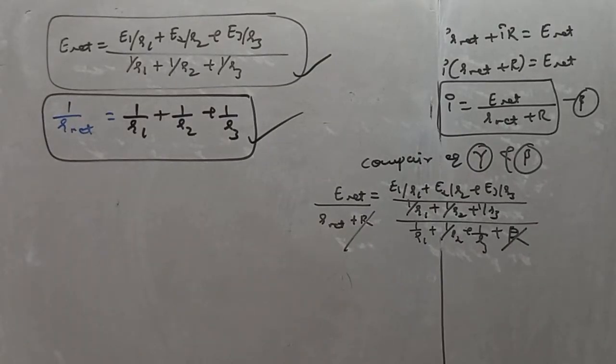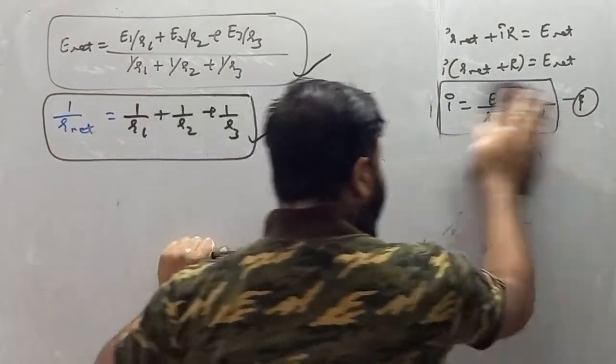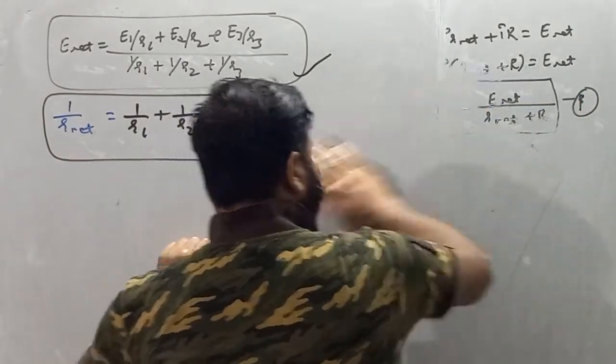See, my dear student, the net EMF, E net, is equal to (E1 by R1 plus E2 by R2 plus E3 by R3) whole divided by (1 by R1 plus 1 by R2 plus 1 by R3), and net resistance will be 1 by R net is equal to 1 by R1 plus 1 by R2 plus 1 by R3.